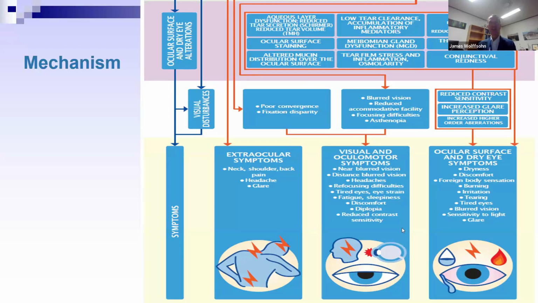And those then lead to our symptoms, and people have tried to divide up those symptoms into those that are more related to the ocular surface, such as dryness and discomfort, those that are more related to visual and ocular motor systems, such as blurred vision, and then finally those that are more related to our posture, such as neck, shoulder and back pain, headaches and glare. But you can see that there's some overlap. Glare, for example, appears both with those extraocular symptoms, but also in terms of the ocular surface.